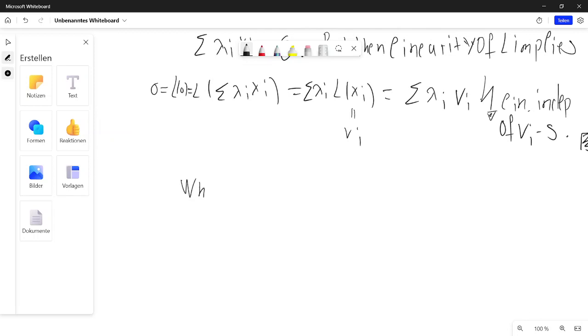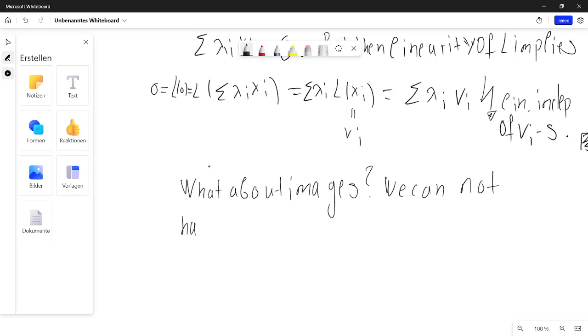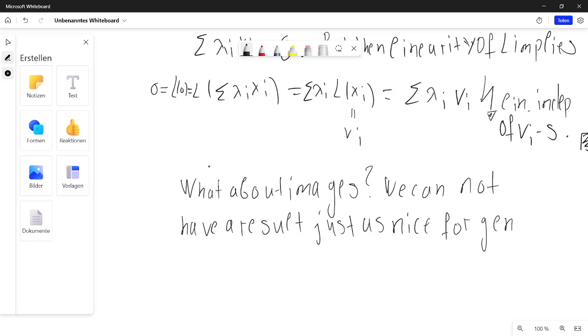What about images? We cannot have a result as nice, just as nice, for general linear maps.